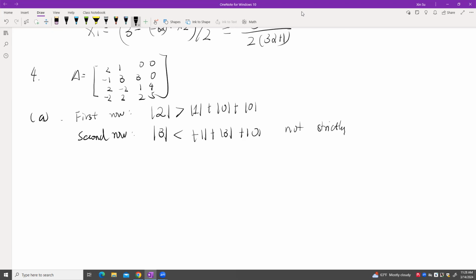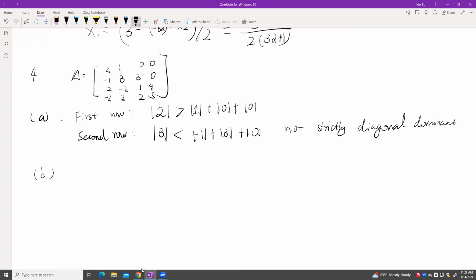Not strictly diagonal dominant. And you can just conclude here, and then you don't need to check the third, fourth row. But question B still asks you to factorize the matrix into LU factorization, the decomposition.